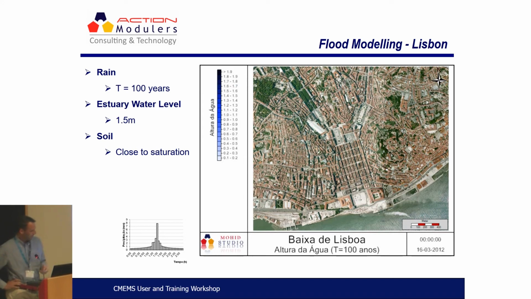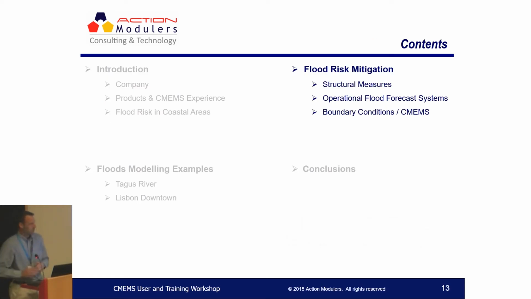So now this would be an animation for the same scenario for this 100-year return period, but unfortunately it does not work, but it will get heavily flooded, the downtown of Lisbon. So what can we do for flood risk mitigation, and what does this have to do with the services Copernicus can provide?